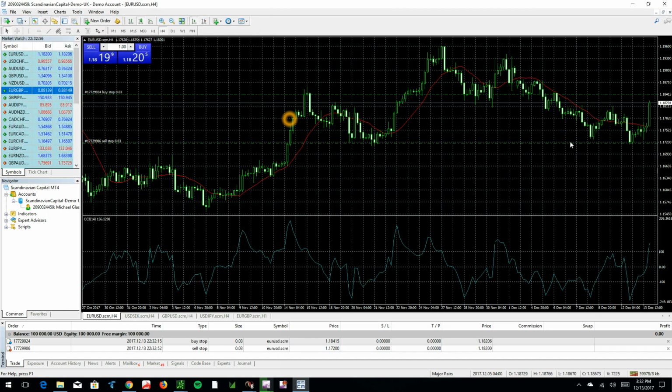So we bracketed the market. If the market goes higher, it's going to catch us and hopefully go higher. If the market pulls back hard and breaks through support, we're going to catch that sell stop. A buy stop is above the market. We want to catch the move higher. A sell stop is below the market. We want to catch the move lower.